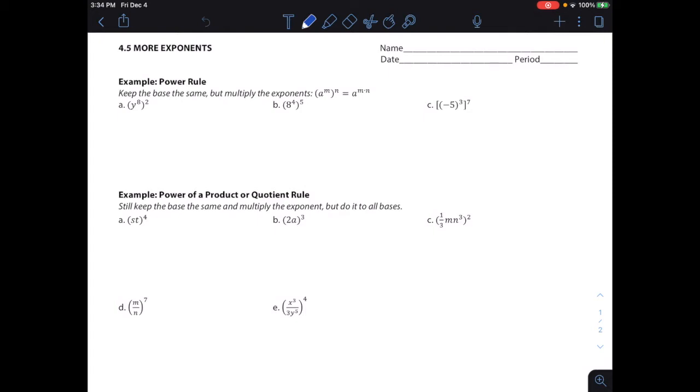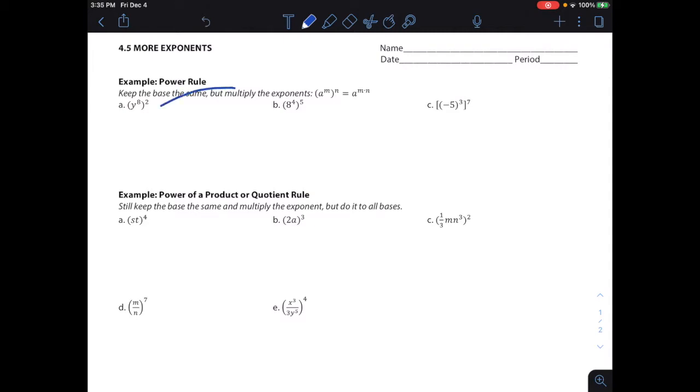And power rule means power to a power. So we're taking an exponent to an exponent. And you can see in the little description it says keep the base the same, but multiply the exponents. So last time we were adding the exponents because we were doing the product rule, but now with the power rule, we're going to multiply the exponents. And I can show you in this first one why we multiply the exponents.